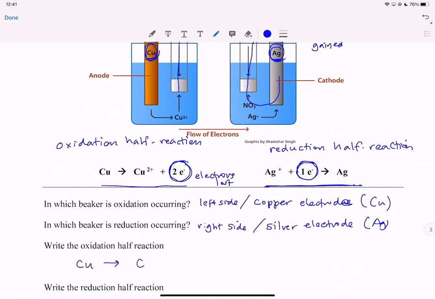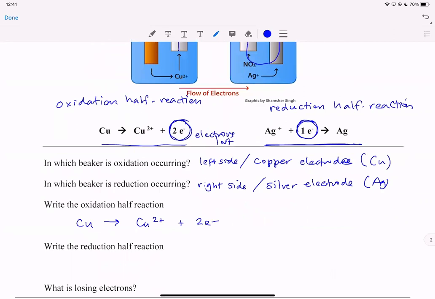Okay. So writing the oxidation half reaction, that's just copying this. Cu goes to Cu2+ plus 2 electrons. And then the reduction half reaction, that's copying that one. That's Ag+ plus 1 e- goes to Ag. That's these 2 half reactions.